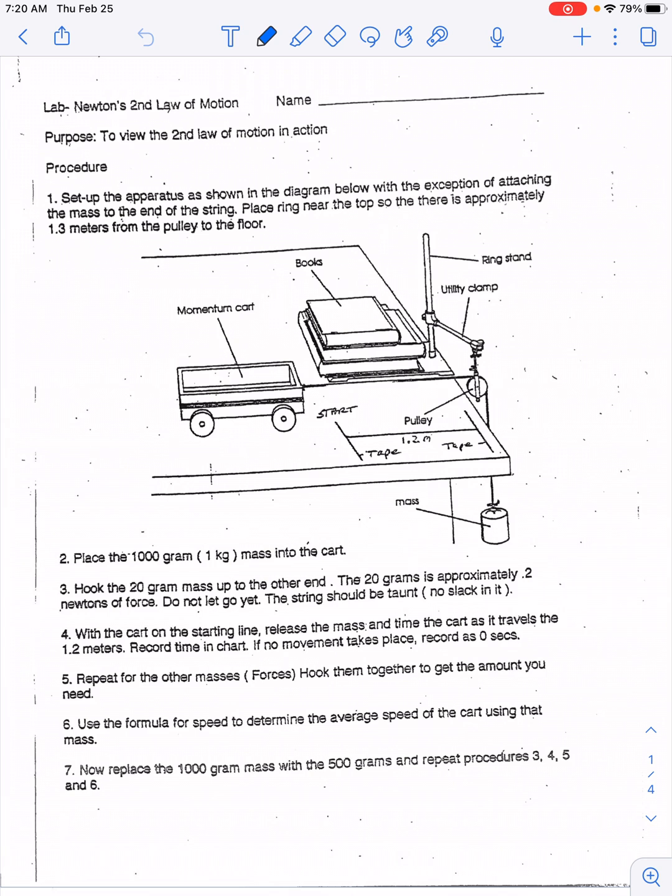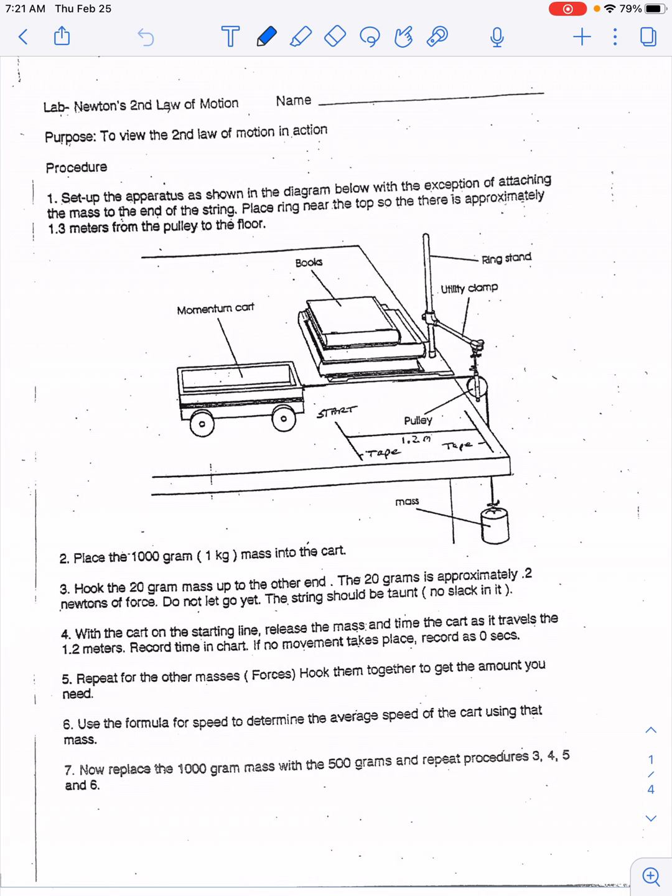Okay, class. Last class we had gone through the data collection for Newton's second law of motion. And today I said that we would have the opportunity to work through the data and actually be able to finish the lab. And after you finish the lab today, there will be a review guide for our unit test that'll be posted in Canvas as well.